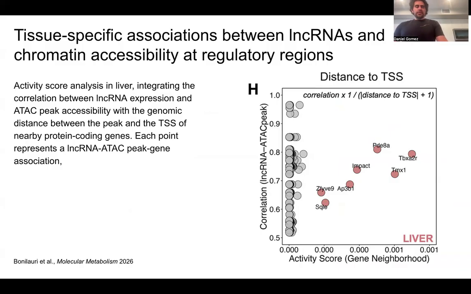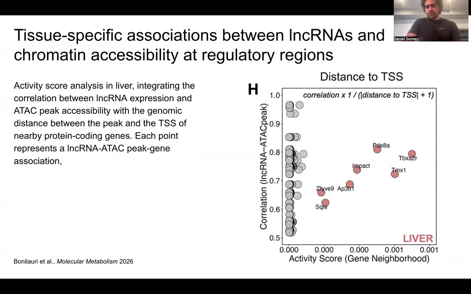And then we have activity. So activity scores analysis in the liver, integrating correlation between lincRNA expression and ATAC peak accessibility and genomic distance between the peak and the TSS of nearby protein coding genes.